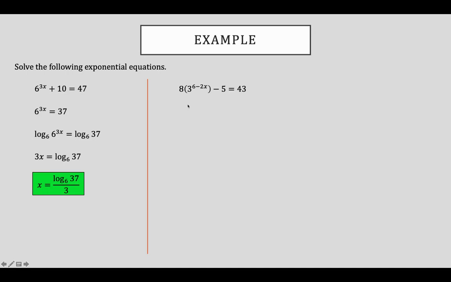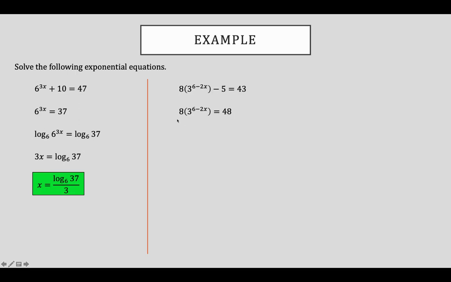8 times 3 raised to the 6 minus 2x, minus 5, is equal to 43. Again, we want to start off by isolating the exponential quantity. Get the exponential quantity on its own. The exponential quantity in this case is 3 raised to the 6 minus 2x. We are going to begin by adding 5 to both sides of the equation. Why do we add 5 to both sides of the equation? Adding 5 is the inverse operation of subtracting 5. It undoes that subtraction of 5.